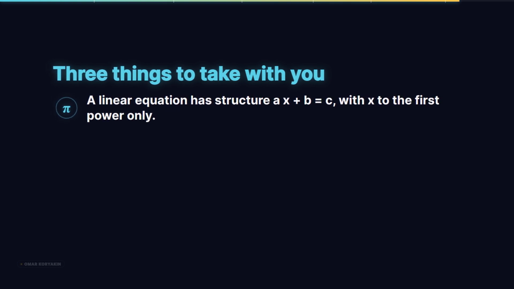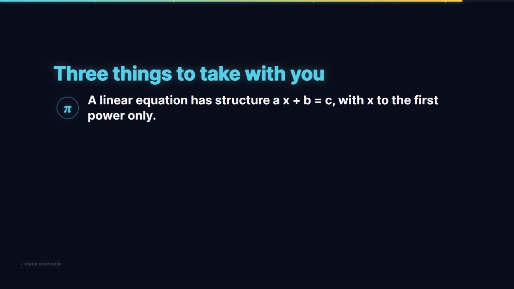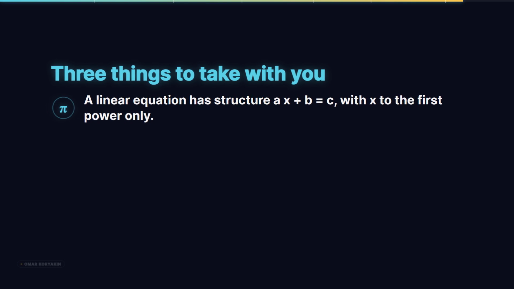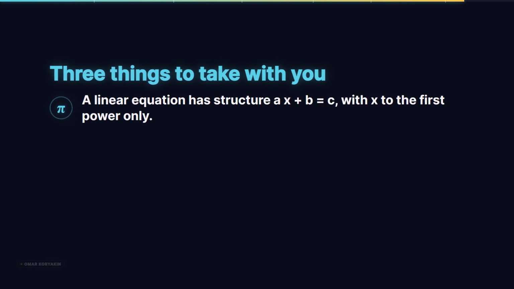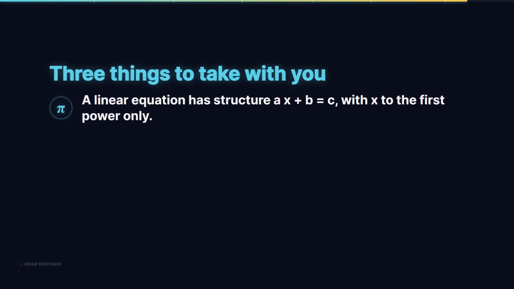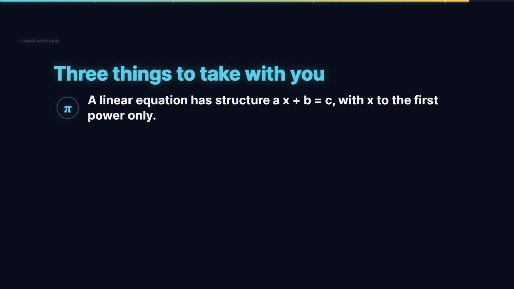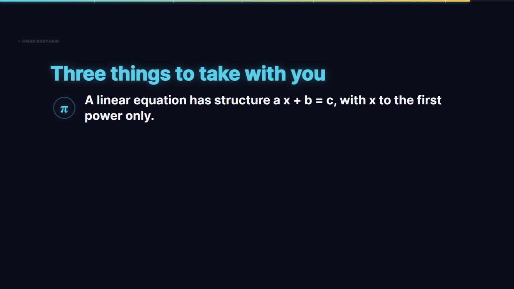The defining structural feature is that x appears only to the first power, no exponents above 1, no roots, no x in a denominator, no x times x products. Recognizing the linear structure on any equation tells you immediately that the inverse operation methods of section 3 will solve it cleanly without needing the more advanced techniques from later sections of the course.